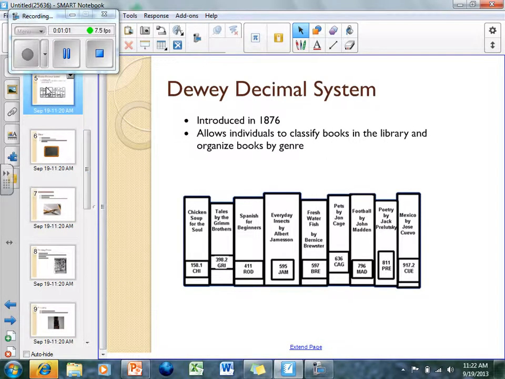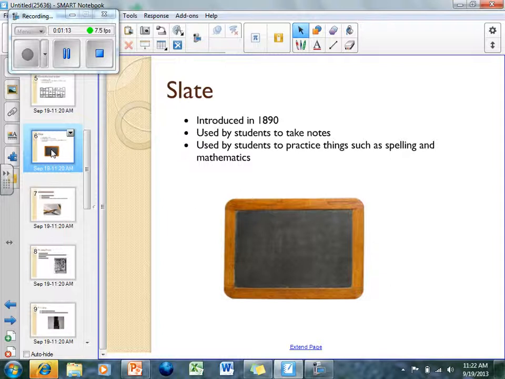The Dewey Decimal System was introduced in 1876, and it allowed individuals to classify books in the library and organize books by genre. The slate was introduced in 1890, and it was used by students to take notes, and they could practice things such as spelling and mathematics on them.